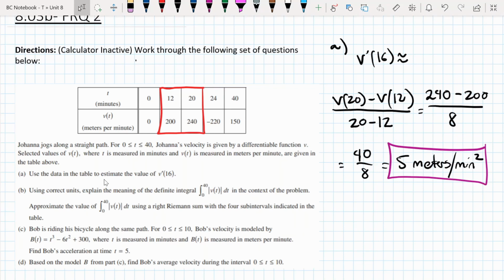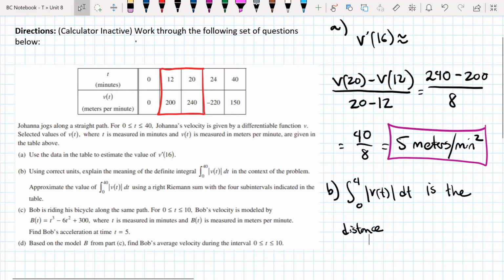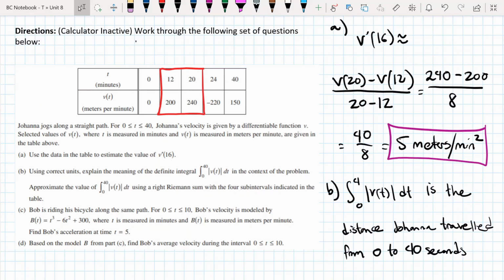The definite integral from 0 to 40 of the absolute value of v of t. Well, if we take the integral of the velocity, that gives us the displacement. But if we take the integral of the absolute value of velocity, that will give us the distance Johanna traveled from 0 to 40 seconds. Keyword here is distance.